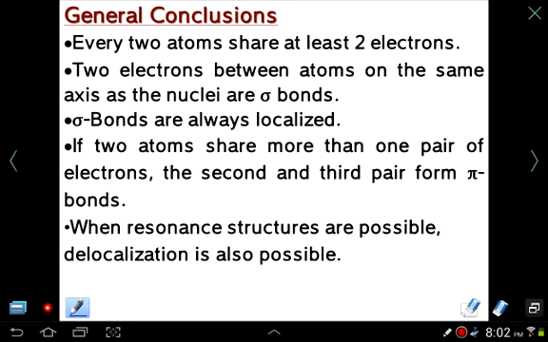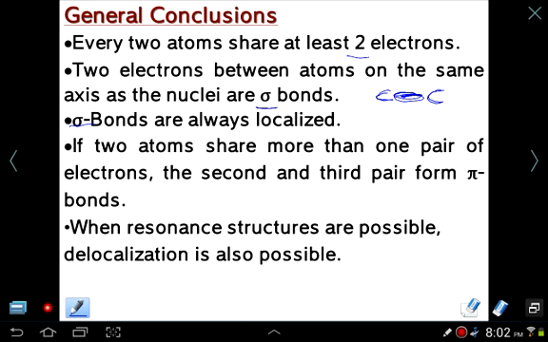So, now let's get some general conclusions. Every 2 atoms share at least 2 electrons. We knew that from the start. 2 electrons between atoms on the same axis are sigma. This is your internuclear bond. Sigma bonds are always localized, meaning they cannot go anywhere in the molecule. They have to stay between the 2 nuclei.